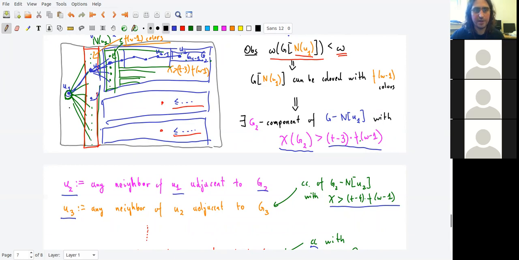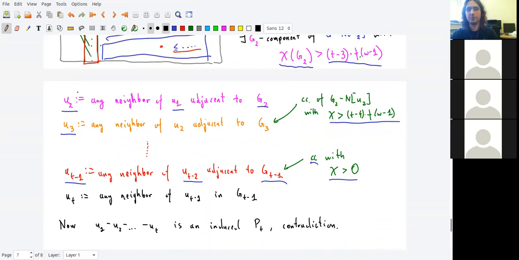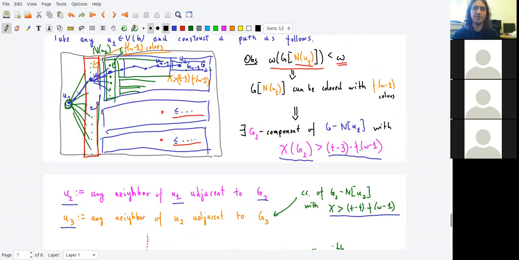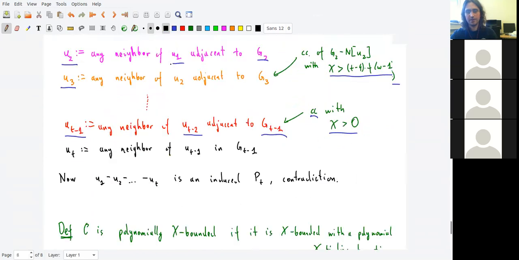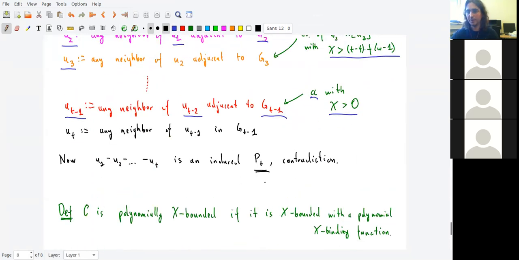Okay, so what have we now constructed? We have constructed this path U1, U2 up to U t. And now observe that this is an induced path. Why? Because we started with U1, then we went to U2, which was a neighbor, but whatever we constructed further was constructed in a connected component of the graph after the removal of all the neighbors of U1. So whatever we constructed later is not connected to U1. And for U2 as well, whatever we constructed after U3 will not be connected to U2, and so on and so on. So at the end of the day, this path U1 up to U t is an induced path on t vertices, an induced P t, and this is a contradiction. And this concludes the proof.